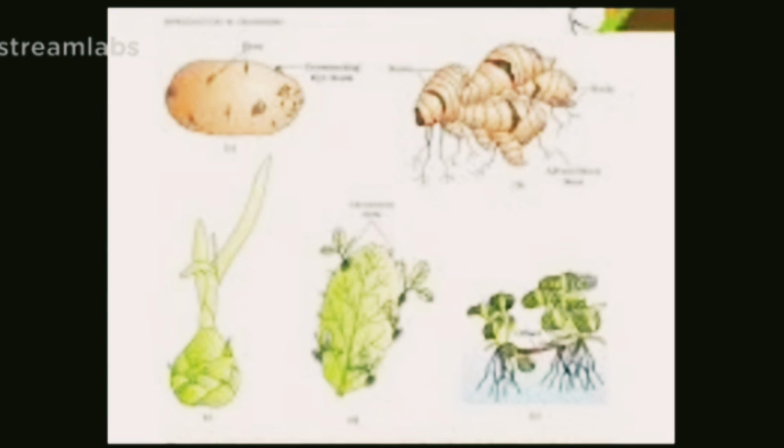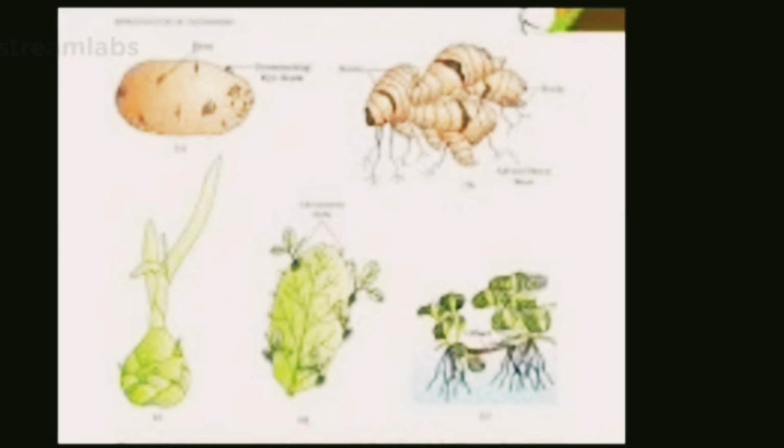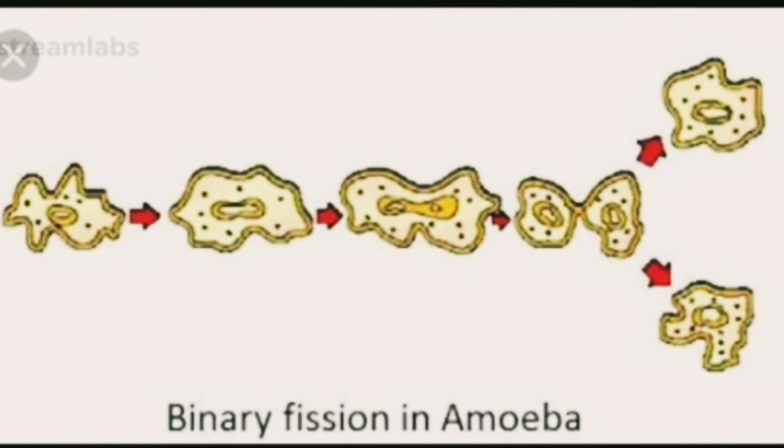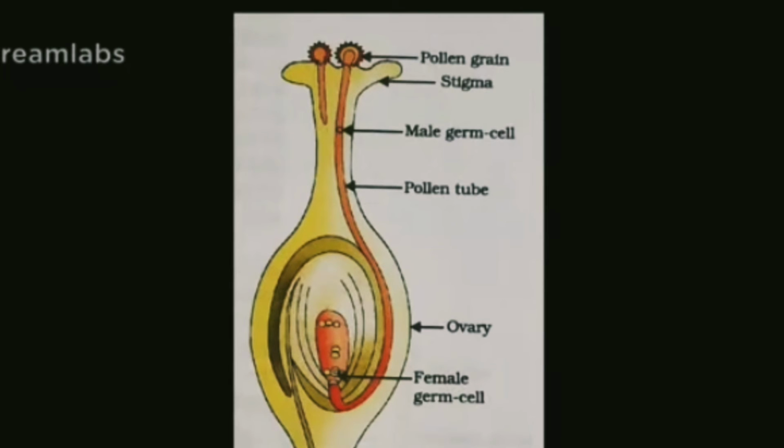You can see leaf propagation, offset, rhizomes, tubers. This is how binary fission takes place. That is, one single cell divides into two equal halves. That is known as binary fission.